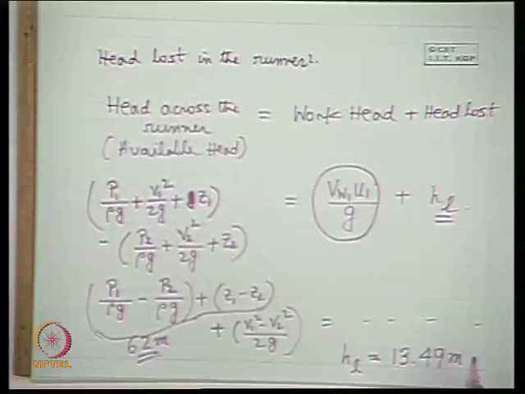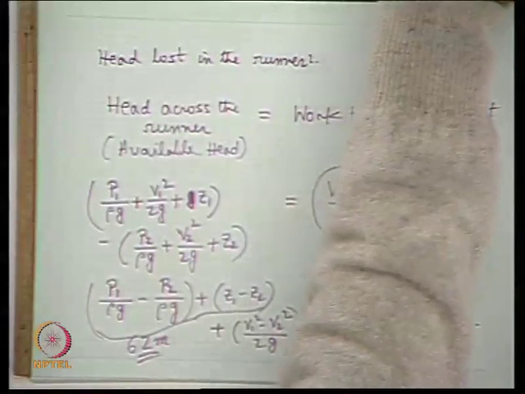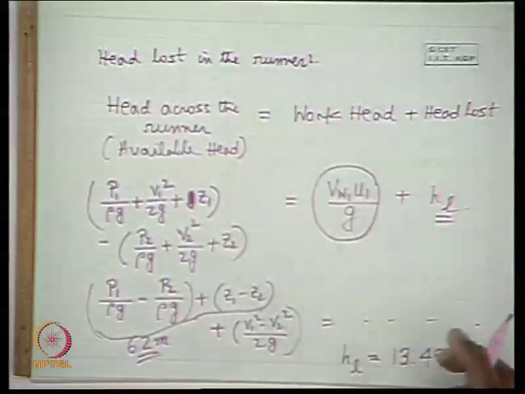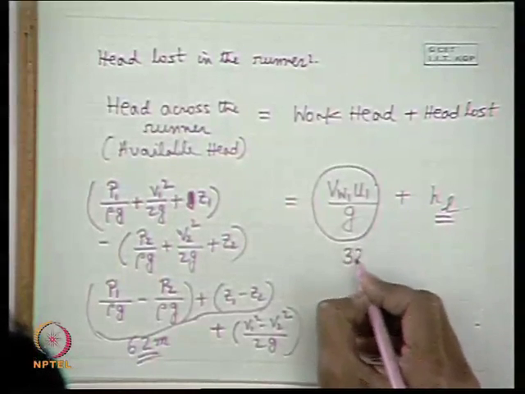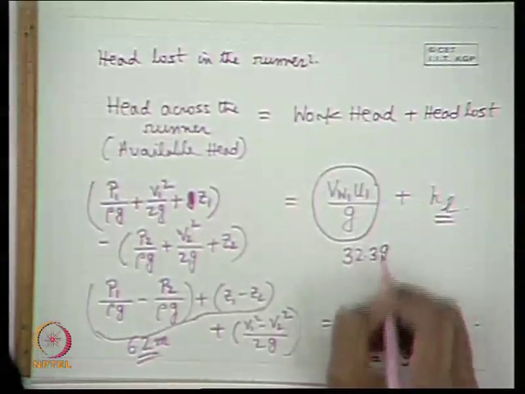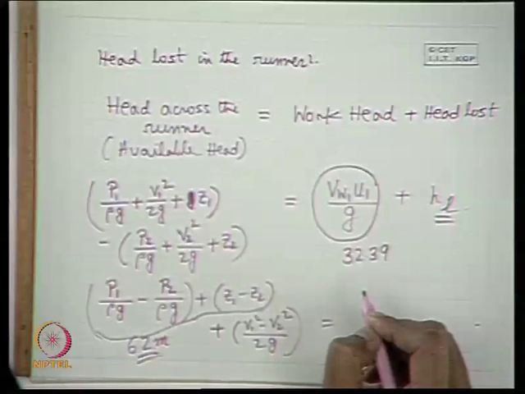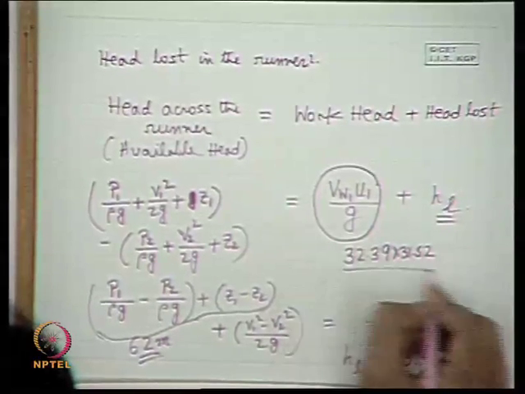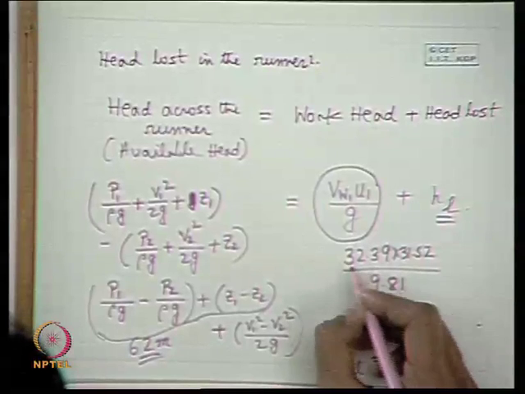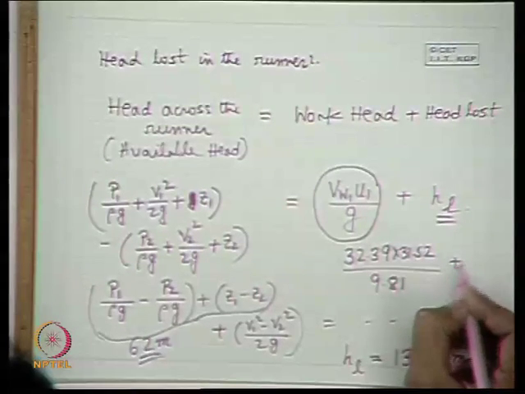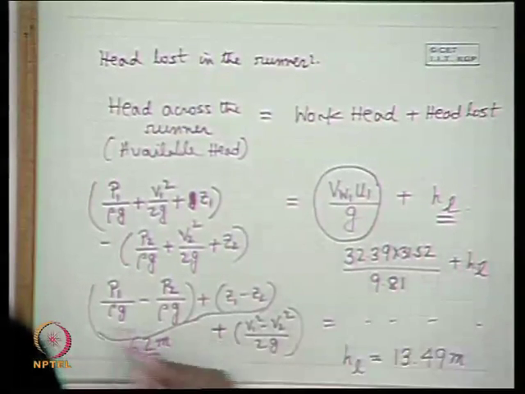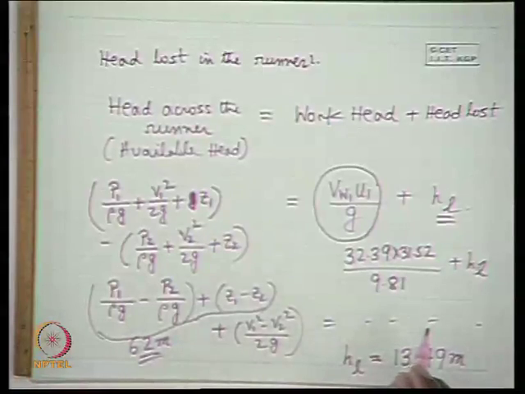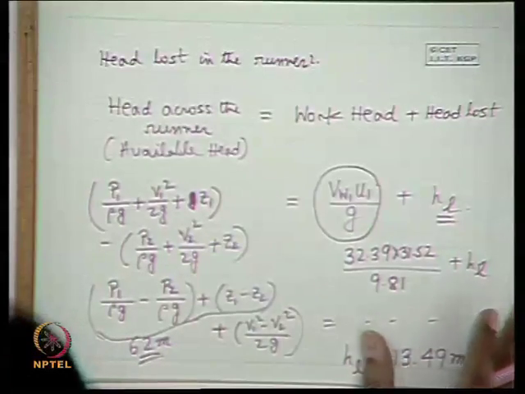Ultimately, if you calculate, the HL will come to 13.49 meter. This we have already calculated earlier: 32.39 into 31.52 divided by 9.8. This is VW1, this is U1, plus HL. Okay? So, this way we can solve this problem.